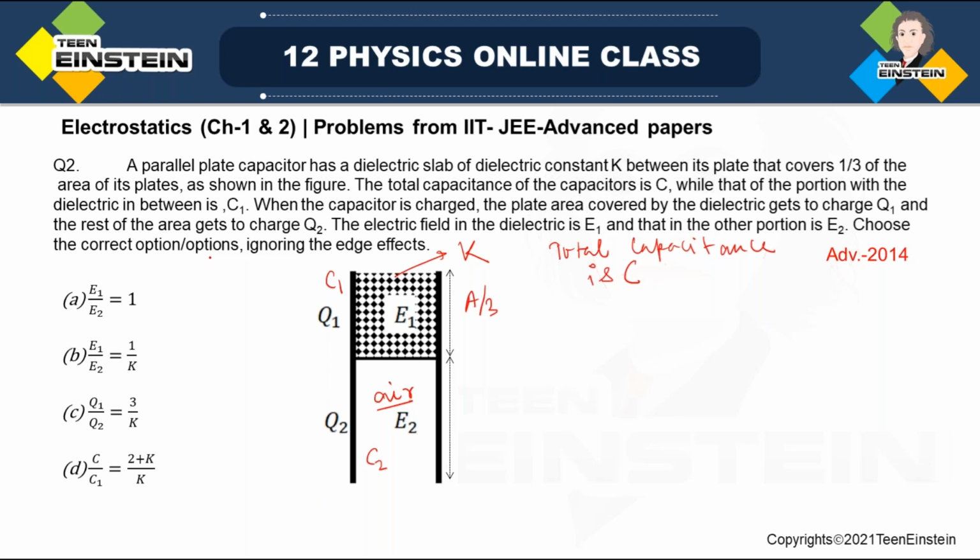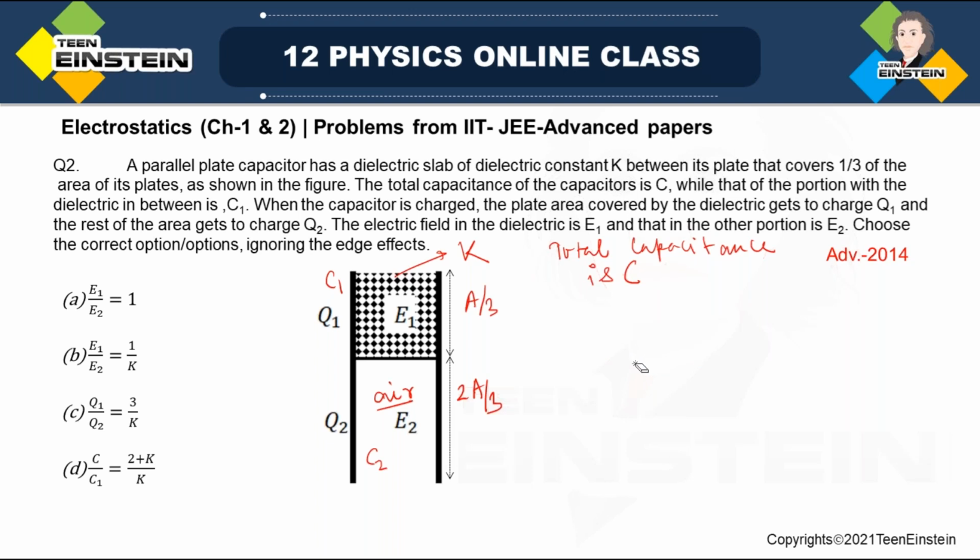So there may be more than one option. Ignoring the edge effect, meaning there will be fringe field, so we don't need to consider the fringe field effect. So this is 2A/3, this portion. Okay, it is very simple to solve this question. How? We know if I have a parallel plate capacitor.